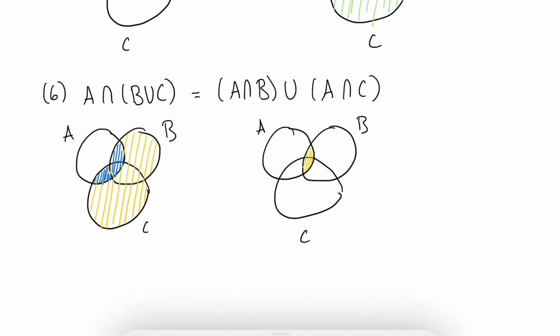Next, we want to do A intersect B, so we'll do that in yellow. And then we want to do A intersect C, so I will do green for A intersect C. Now, we're taking these 2 sets, which are represented by these areas shaded in yellow and in green, and we're going to union them. So when we take the union, we take everything in both of those sets. So you can see when I take the union here, I end up with the same shaded region as I do on the left-hand side over here, showing visually that these sets are the same.